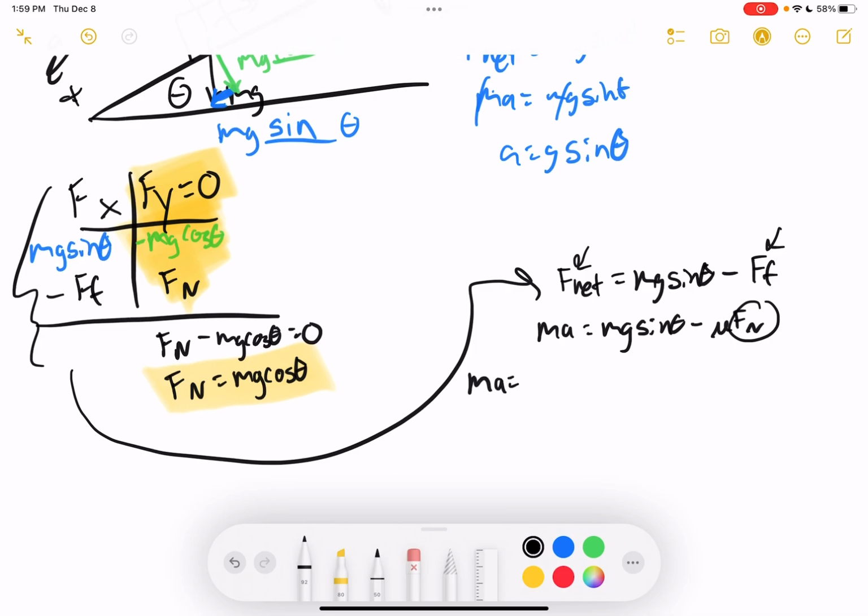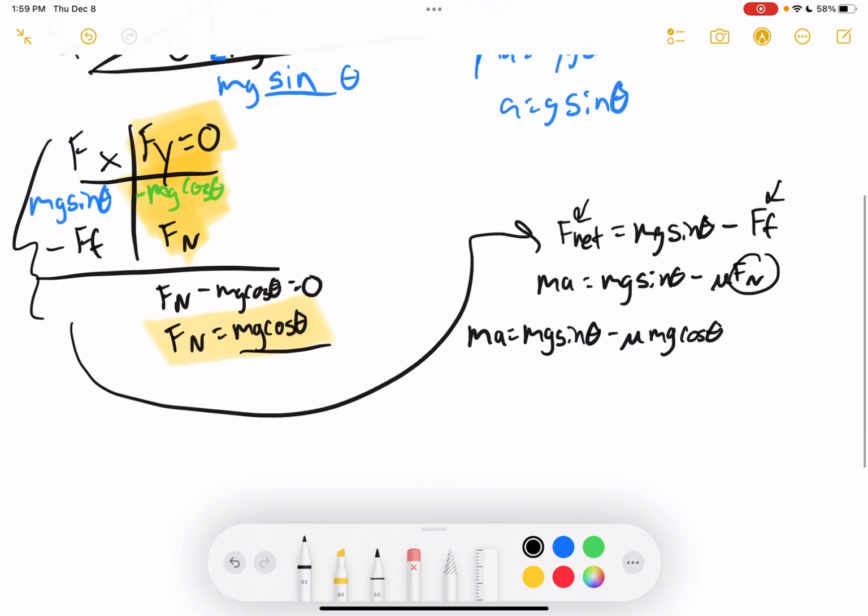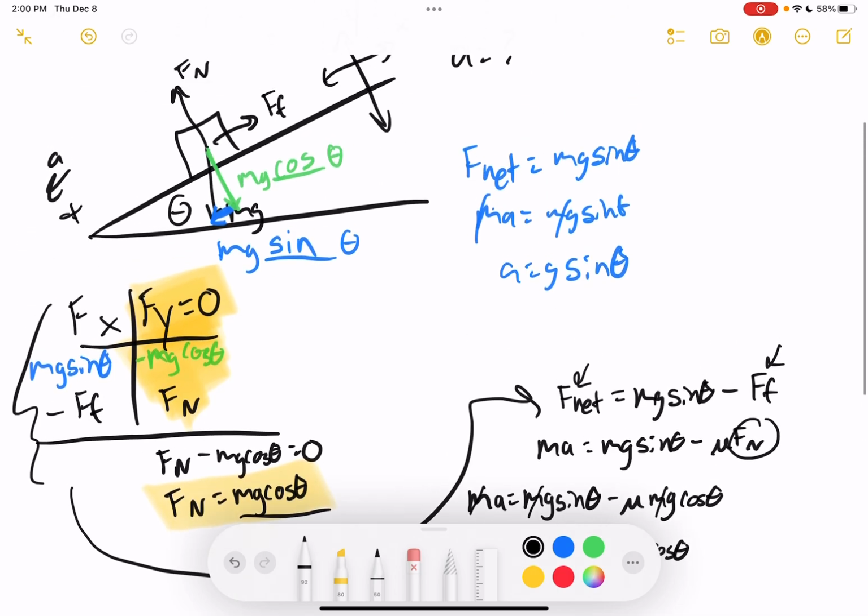So we have Ma equals mg sine theta minus mu, and then I'm going to do this mg cosine theta. Mg cosine theta. Okay, and you'll notice m cancels out of everything. So a is just equal to g sine theta minus mu g cosine theta. Okay, and so that would be the acceleration with friction.